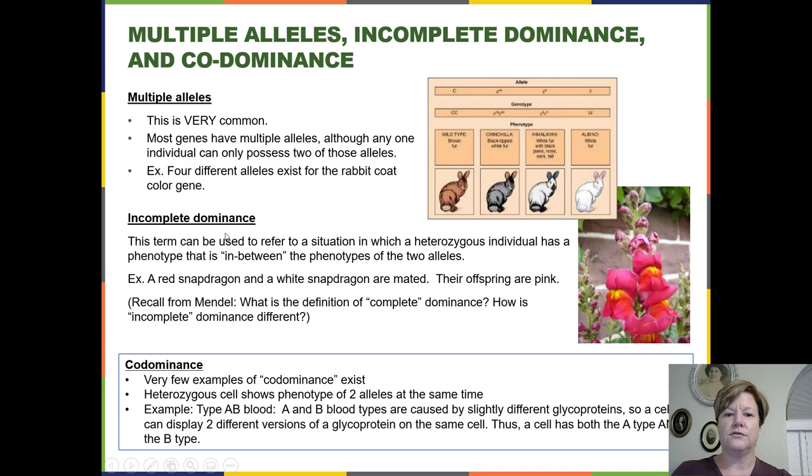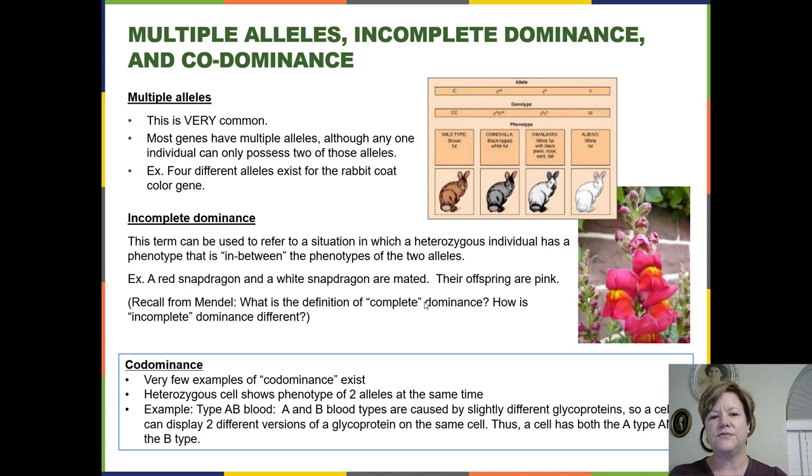What we've talked about so far in terms of Mendel defined dominance as where you have one allele that will show its phenotype and the other allele that we call the recessive is silent. So when you have a heterozygous individual, the dominant allele is the one that you see in the phenotype, so to speak. And that would be called complete dominance. So incomplete dominance is where you have a heterozygous individual and the phenotype is sort of a combination of those two, or we say it's in between or intermediate between the phenotypes that those two alleles would normally cause.